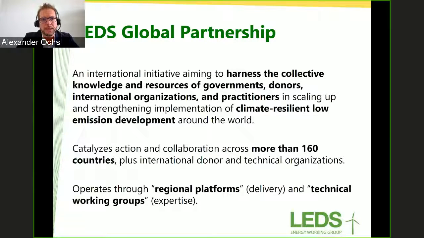The center of gravity of the LEDS Global Partnership is really in the regional platforms like the LEDS-EEP that Edas and his colleagues lead, and us as the technical working groups working on individual sectors or specific issue areas, for one example, federal, sub-federal policy integration. We are really supporting the regional platforms, and then we're offering a few global go-to services and try to use our expertise to bring the regional platforms and their members forward towards the goals that they want to achieve.